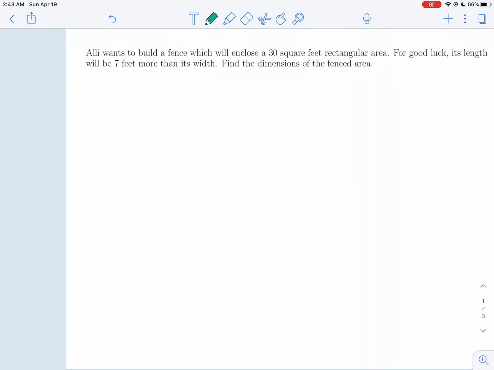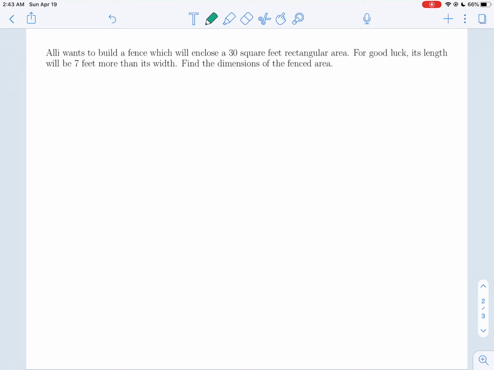All right, let's go ahead and move on to our next word problem. So in this word problem, Allie wants to build a fence, and it's going to enclose 30 square feet. I want that 30 square feet to be a rectangular area. And Allie's decided that for good luck, she's going to have the length of this enclosure be 7 feet more than the width. We want to find the dimensions of that fenced area.